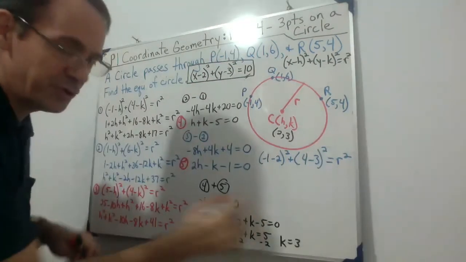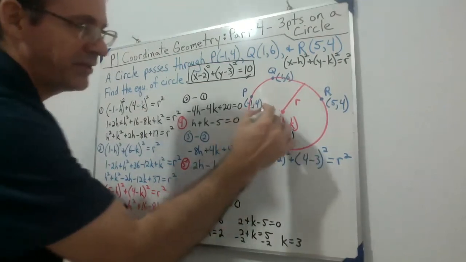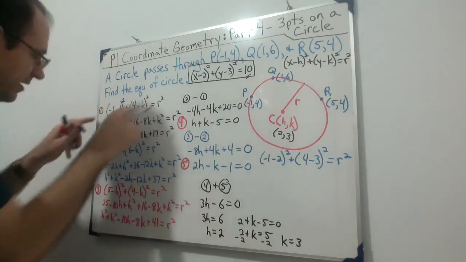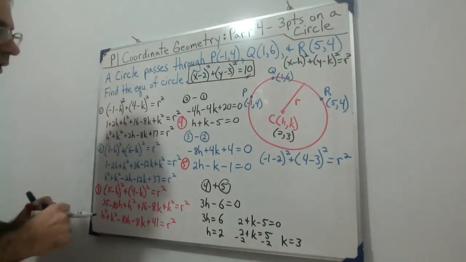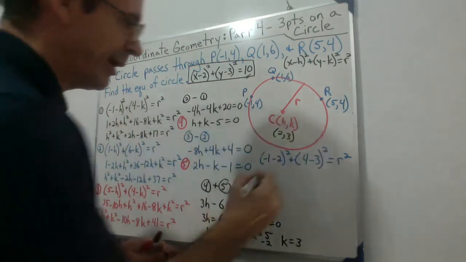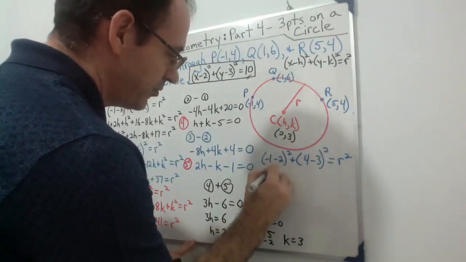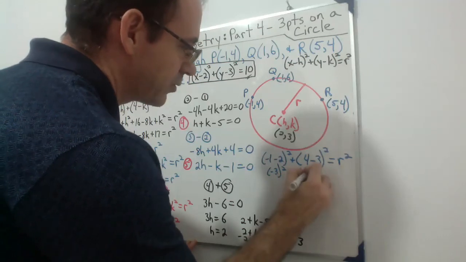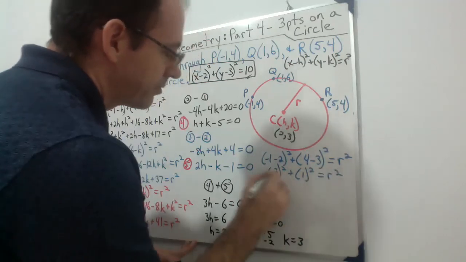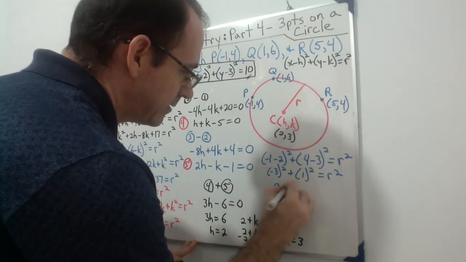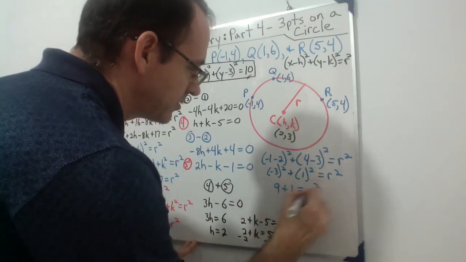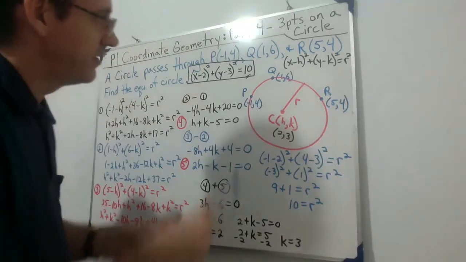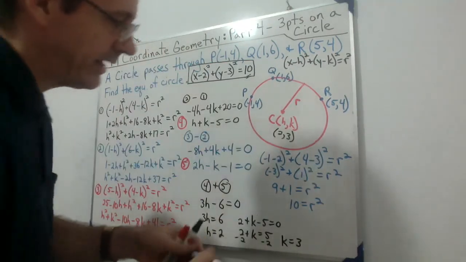So we have 2 of the variables. Like I said, you could do the distance formula, but that's a little longer. You can just plug them back into any one of these 3 equations to get the r squared. Negative 1 minus 2 is negative 3 squared. 4 minus 3 is 1 squared. Negative 3 squared is 9, plus 1 equals r squared. 10 equals r squared. And there we have what we need.